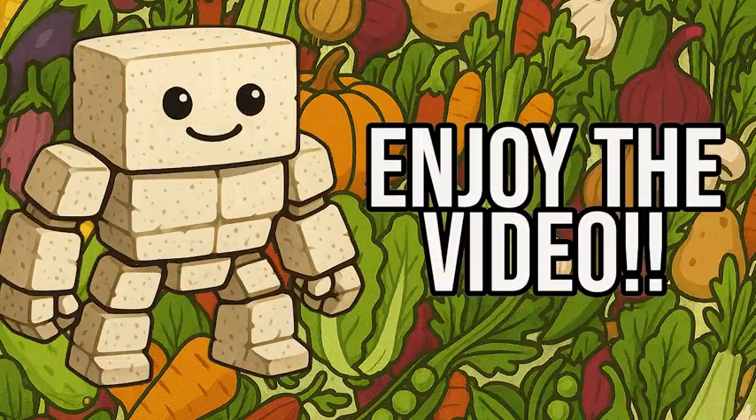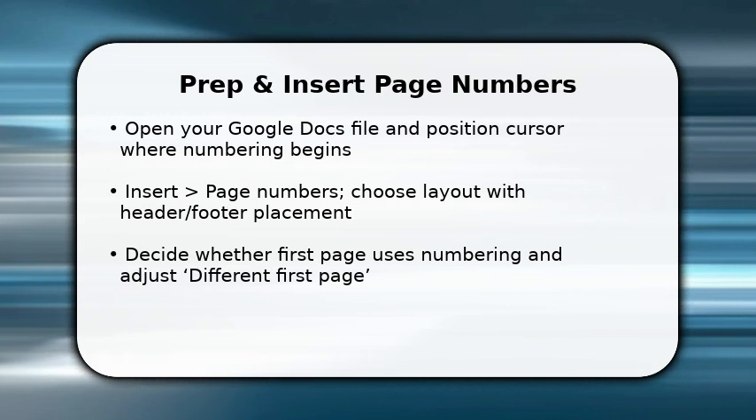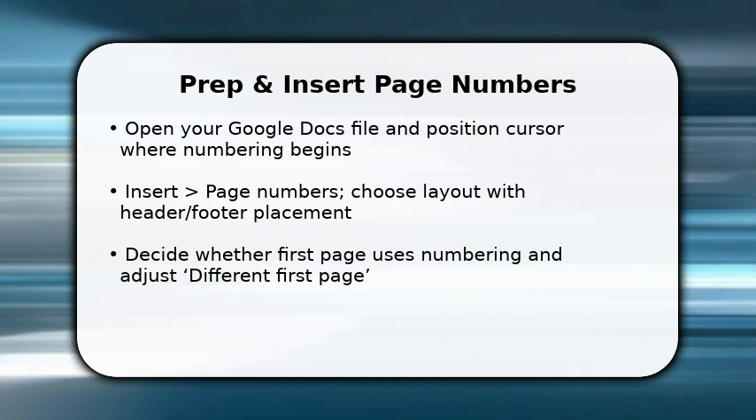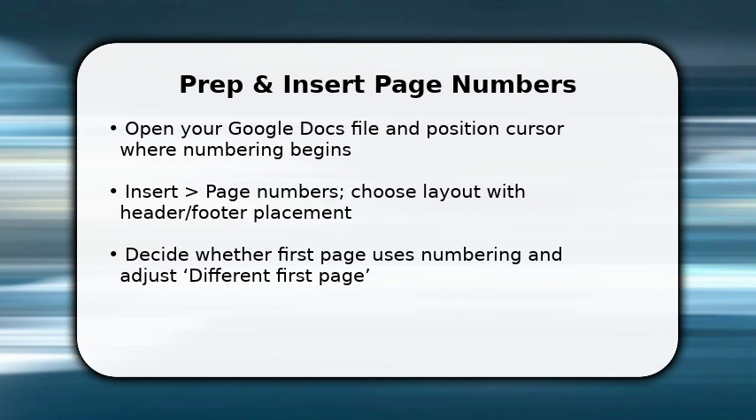Please enjoy the video. You start with the document open and the cursor at the page where Roman numerals should begin. Click Insert, then Page Numbers, and pick a layout that puts numbers in the header or footer. This creates a consistent place for formatting. Once done, enable Different First Page if you don't want the cover numbered. You do this to separate front matter from main text, so Roman numerals won't conflict with later Arabic numbering, and to keep automated page updates working correctly.